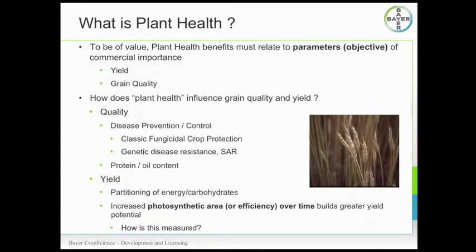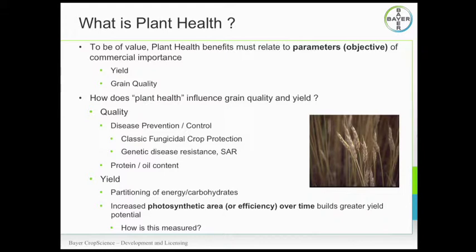So first off, what is plant health? Well, if we put this in a commercial context, really to be of value, any plant health benefits that we're discussing or focusing on should relate to parameters that we can measure. By that I mean measurements that we can describe with specific units. They should not be subjective measurements. We all like to talk about things like we have a lush crop or a vigorous crop, but in the end, what does that really mean?